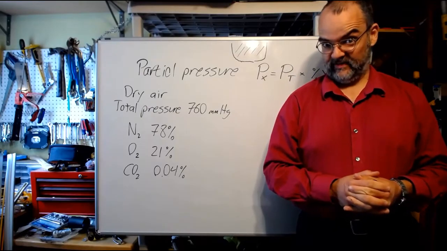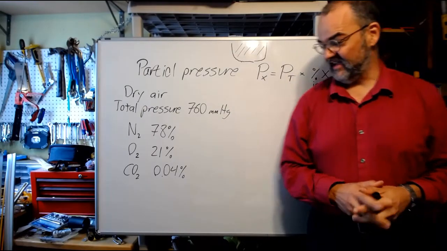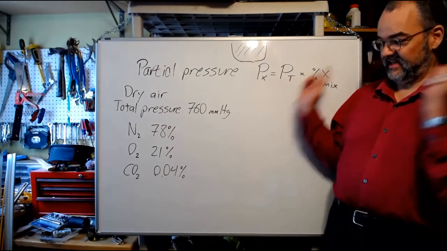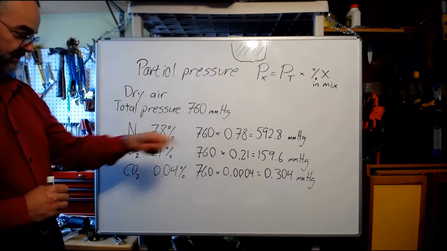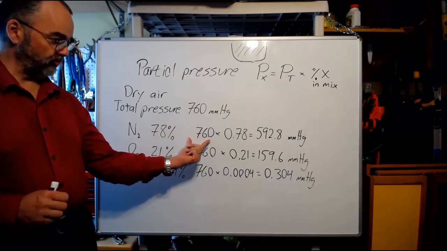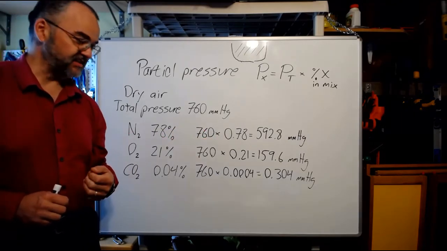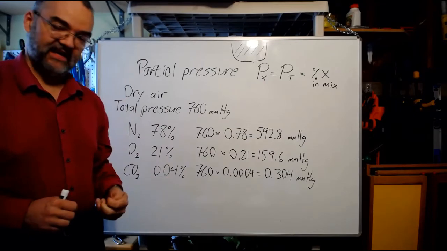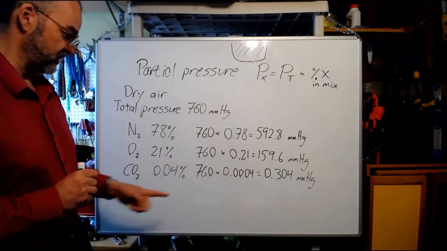All right, everyone managed to do it? Okay. And let's see the answer. And hopefully you got something like this. For each gas, it's the total pressure times the percentage of that gas in the mixture. These are the answers I get. Really, the only tricky one on this one is this last one.